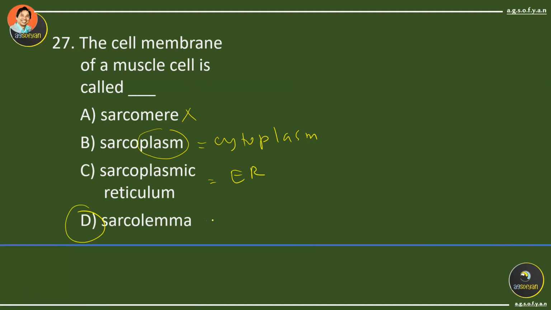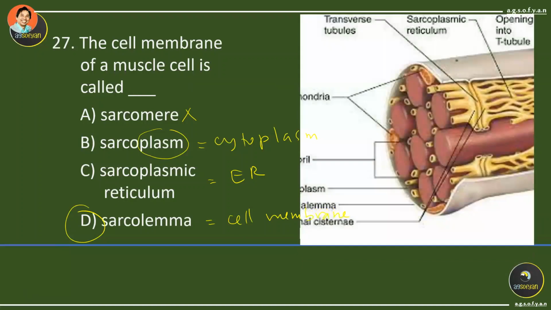Sarcolemma is the same as a cell membrane. For a regular cell, it's called the cell membrane, but for a muscle cell, it is called sarcolemma. So this membrane over here is called the sarcolemma.